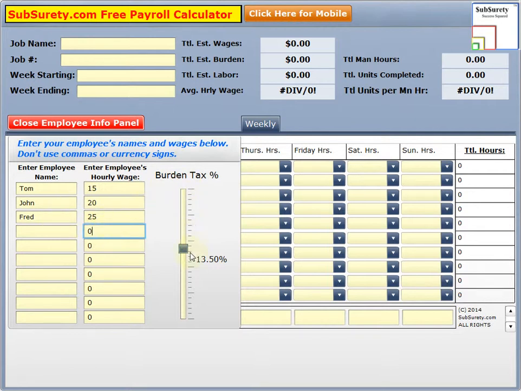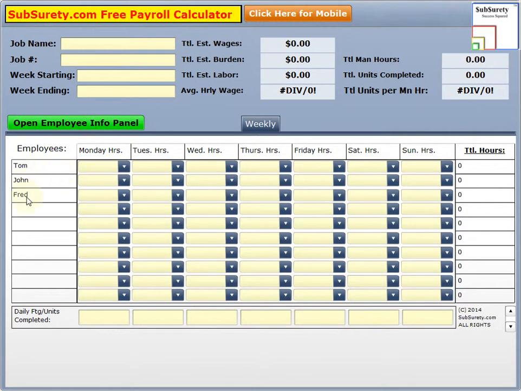Now burden. This is the contribution that we have to make for our employees for taxes and Social Security and all that good stuff. Mine is at 13.5%. Whatever yours is, if you're state or whatever your particular situation is for benefits, however you want to factor it, you can change that up or down. Just click and hold on the slider, and you can slide that down to whatever your situation demands. Okay, so once I'm done entering in that information about my employees, I can close the employee panel. Notice that Tom, John, and Fred show up here. Now I just have to put in their hours.